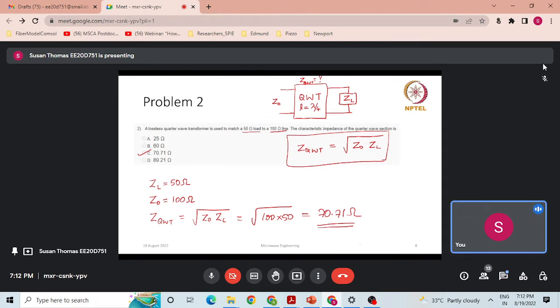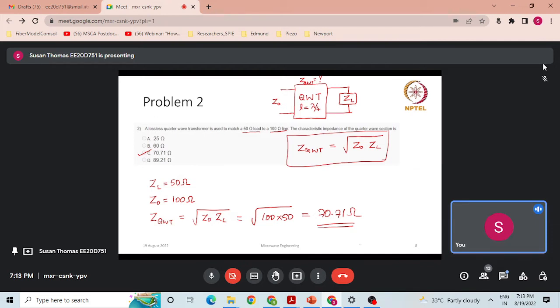So the quarter wave transformer. If you could notice, there is some limitation with this kind of quarter wave transformer. The length is dependent on wavelength. So once the wavelength changes, the length has to be changed. This is the kind of limitation for a quarter wave transformer being used as a matching network.